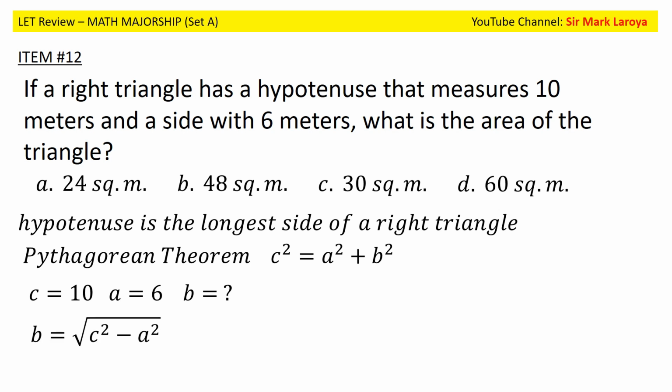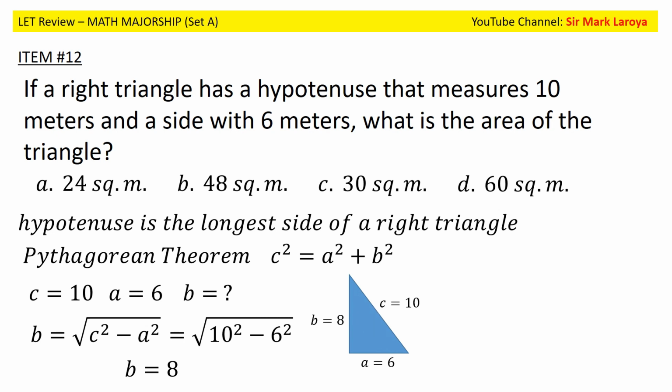B is equal to the square root of C squared minus A squared. Now, substituting the values of C and A to get the value of b, we can now have square root of 10 squared minus 6 squared. That will give us b equals 8. Now, kailangan natin makuha yung b kasi pwede nating i-assign si a as our base and then b will be the height of our right triangle. Or it could be also the other way around. Si a ang maging height or si b ang gawin nating base ng ating right triangle.